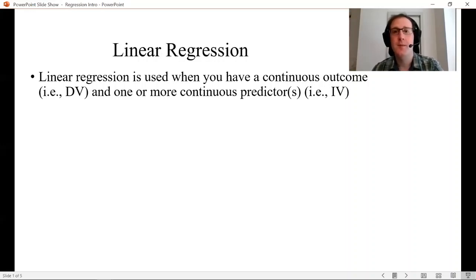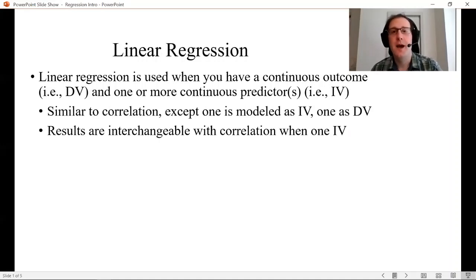So you'll remember from earlier in the semester that there's also another circumstance where we have two continuous variables. And that is where we are looking at a correlation. And so you might ask, if you just have these two continuous variables, why not just use correlation? Why use another analysis? So one difference is that here you are modeling the variables.